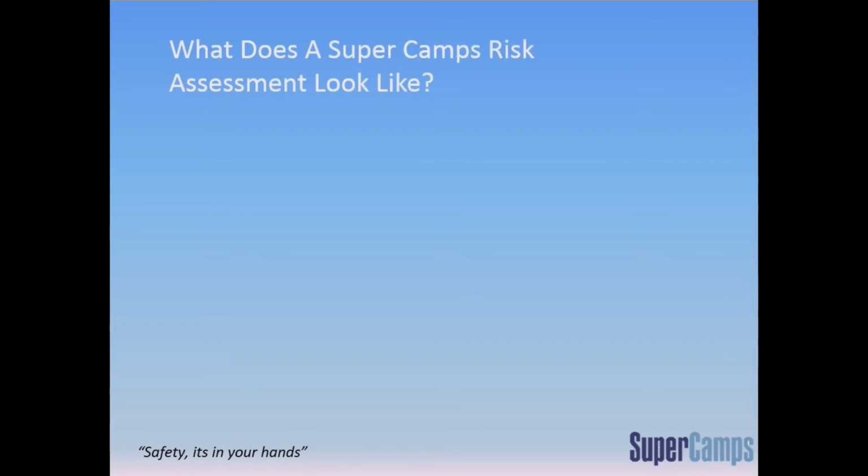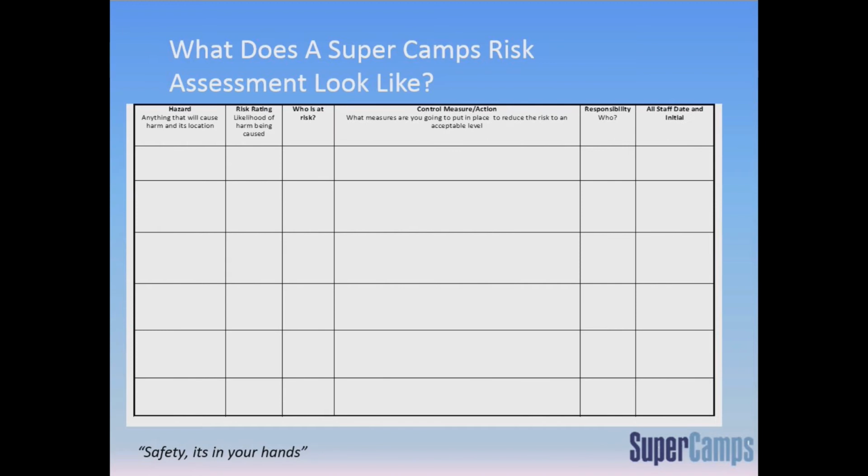So what does a Supercamps risk assessment look like? Well, here we are. We have a column for hazards, we have a risk rating and likelihood. So we rate our risks from low, medium and high. Who is at risk? Is it just children, staff or public? The control measures or actions we're going to take to reduce the risk. Whose responsibility it is to enforce the control measure. So is it the camp managers, the staff or everybody's? And then all staff must date and sign to say that they've read and understood each individual section.